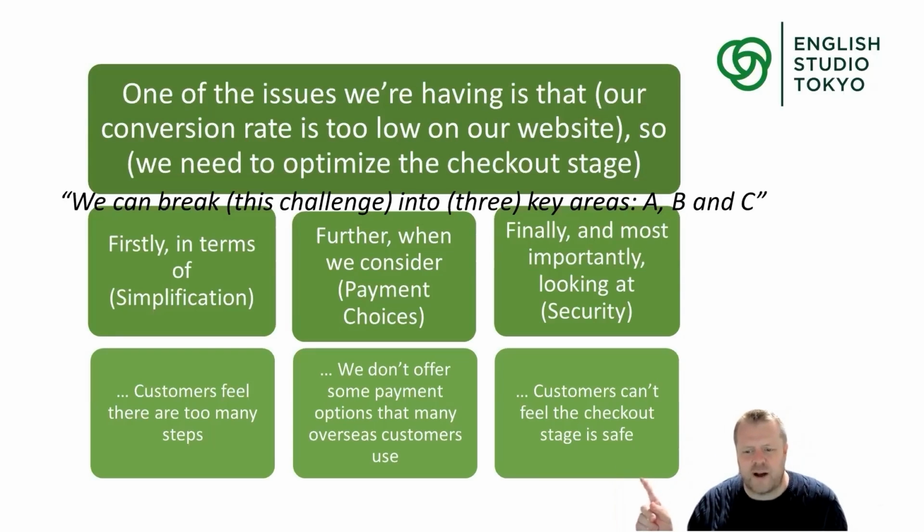One thing I want to talk about now is these reasons. Notice these reasons here are not too detailed. They don't speak specifically about detail. And this is really important. This is on purpose. So customers feel there are too many steps. I could say customers don't like 7 steps and they would prefer to have 5 steps. I could say that, but that's not a good idea.